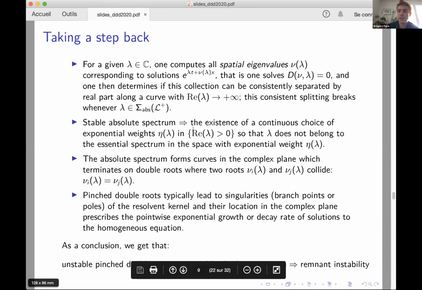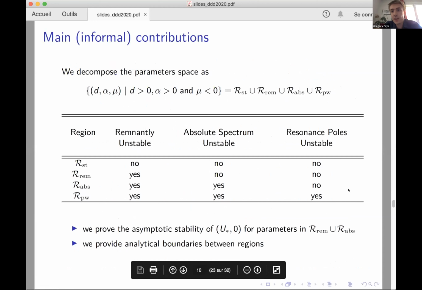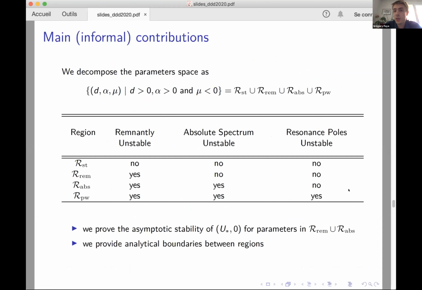And so if you get unstable pinched double roots, this will typically lead to pointwise instability. As a conclusion, if we manage to get unstable pinched double roots, then we'll get an unstable absolute spectrum, but also remnant instability. So we get these relations. And the main informal contribution of our analysis is that we managed to decompose parameter space.